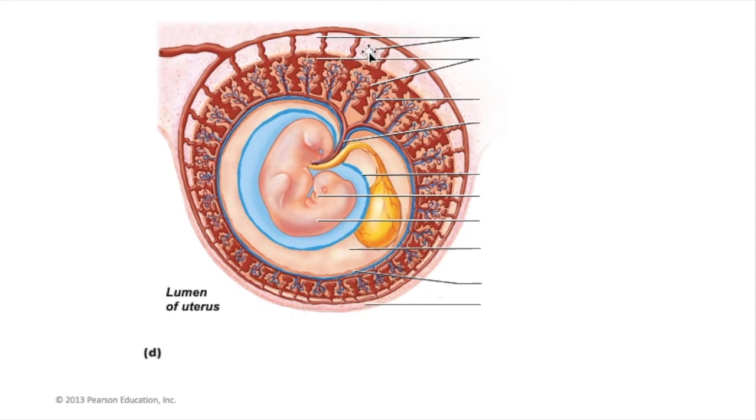So the decidua basalis, let me look up the term here. The decidua basalis is the portion of the endometrium that lies beneath the embryoblast and eventually lies beneath the embryo. The decidua capsularis is the portion of the endometrium that is on the luminal face, facing the lumen of the uterus. So they're both parts of the endometrium. And the reason I bring this up is because when you see the decidua basalis and the chorionic villi, these together are going to become the placenta.